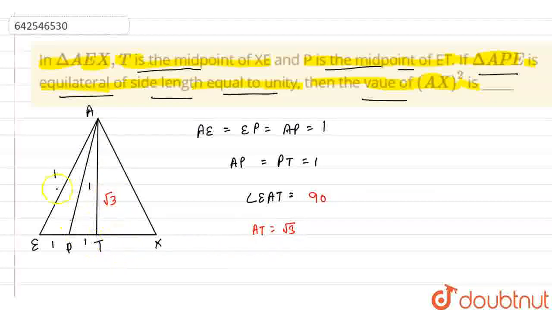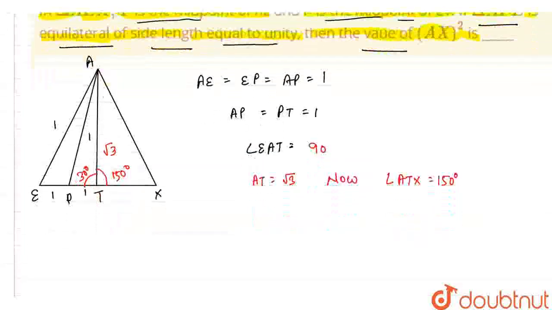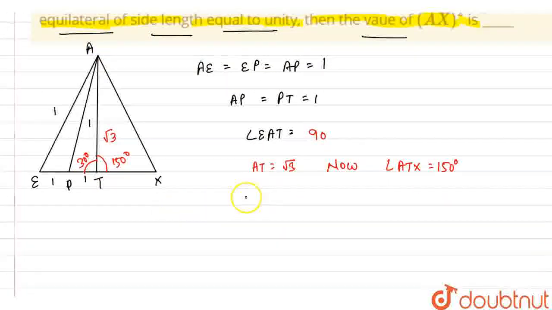Now we have to find out the value of angle ATX. So for triangle ATX, it is an isosceles triangle, so the value of this angle is 30 degrees. So the value of this angle is 150 degrees. This angle is 150 degrees. So from here the value of angle ATX is 150 degrees.